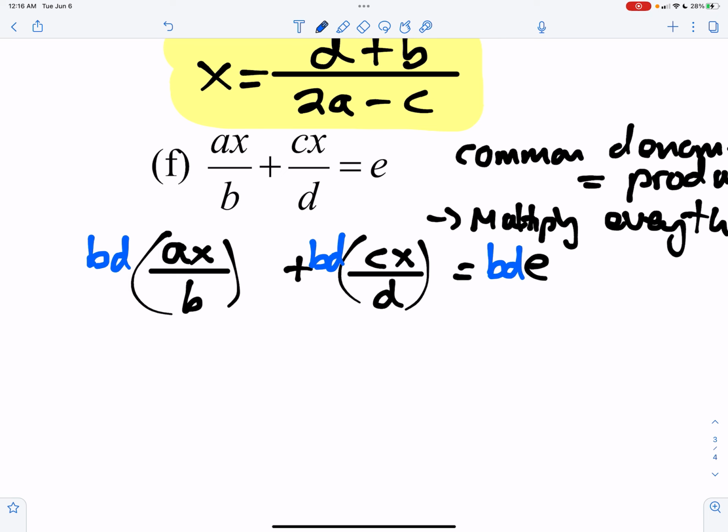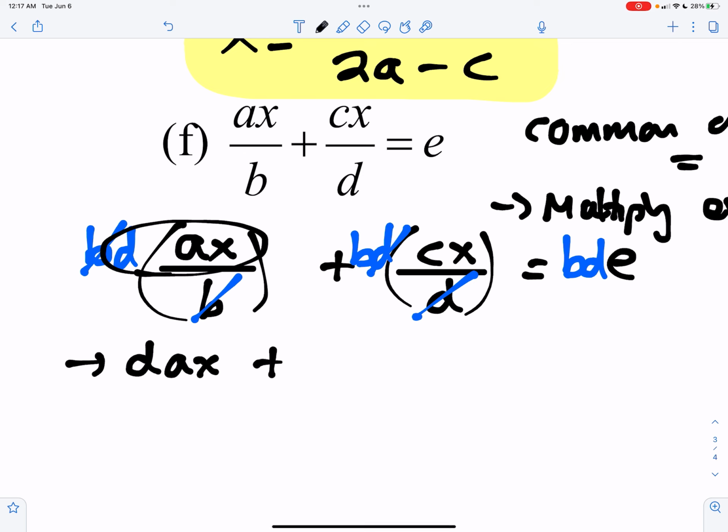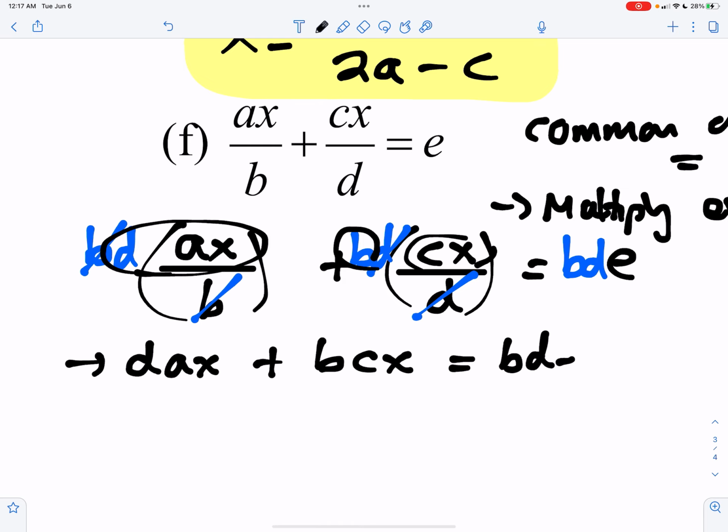Now if I do, look what happens. The b part cancels here. The d part cancels here. And that's what helps get rid of the fraction part. What's left over? dax plus, here what's left over? bcx equals bde.